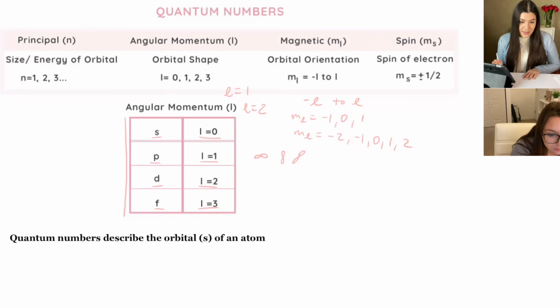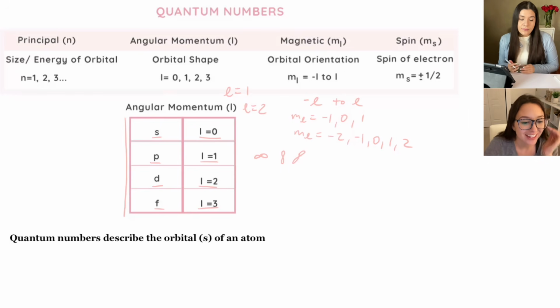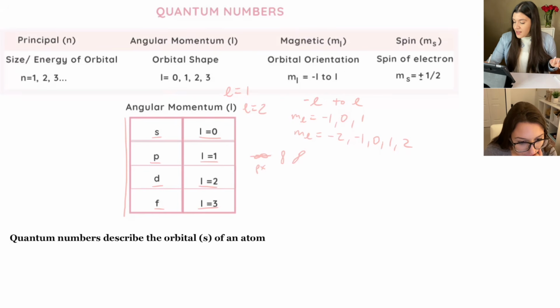Does that make sense? Actually, no, I'm confused. I'm sorry. Okay, no problem. What doesn't make sense? I get that l represents these different things, but what is the m sub l? The orientation of the orbital. For the p orbital, there are 3 of them. This is px because it's centered on the x-axis. This is py because it's on the y-axis. And this is pz because it's on the z-axis. So it's basically how is it oriented in space? Okay. Does that make sense?